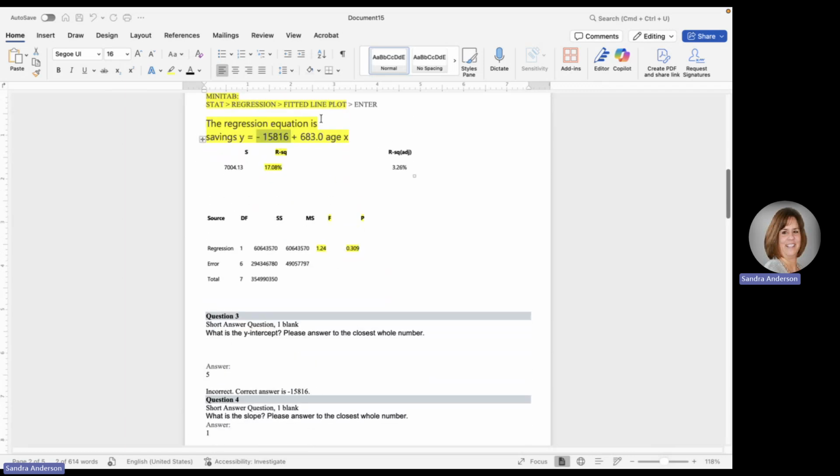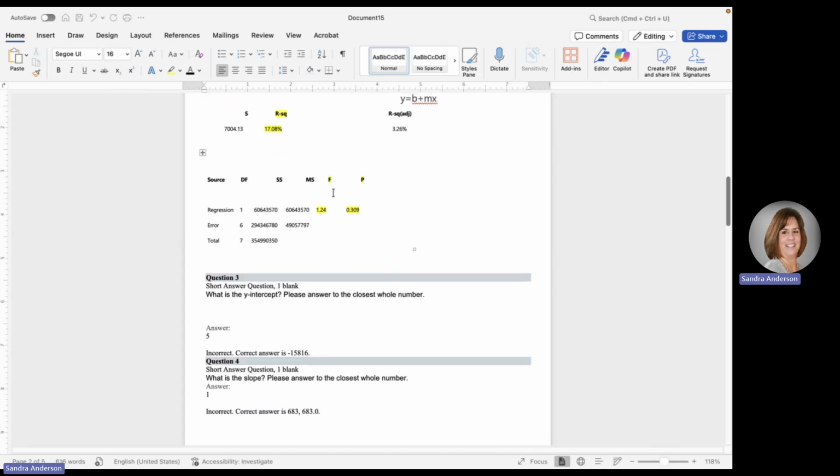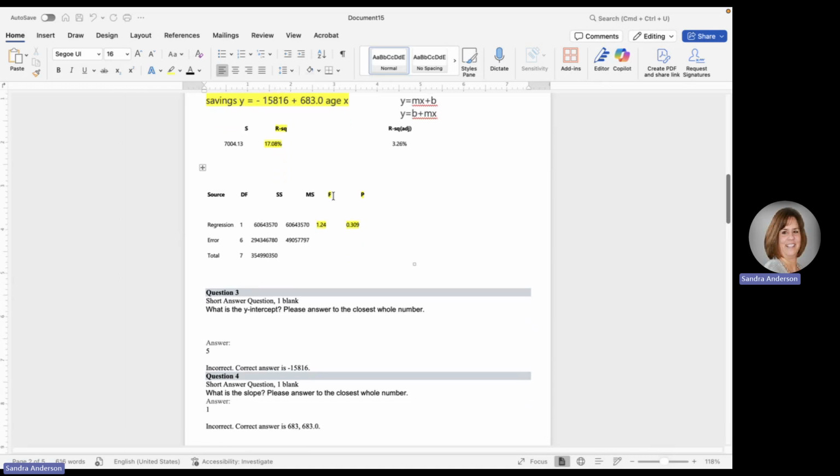And our slope then is 683. Remember that when we were in an algebra class, the equation was y equals mx plus b. In this case, that is the same formula, only they're kind of backwards in Minitab, so it's b plus the slope times the variable. So b being your y-intercept, in this case negative 15816, and your slope is slapped up against the variable. So it's 683. Hopefully that helps you determine what the slope and y-intercept are.